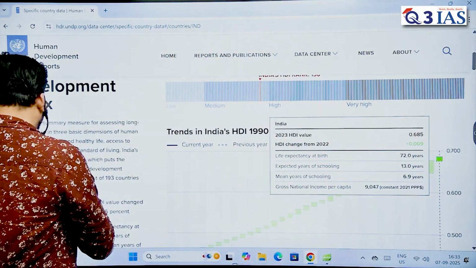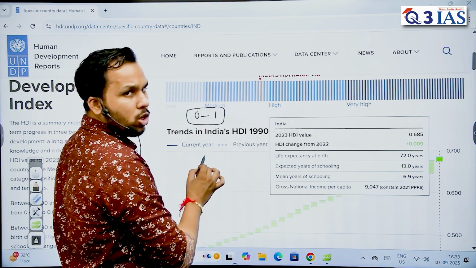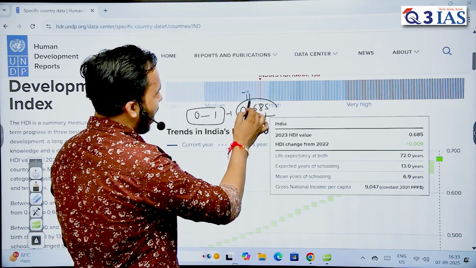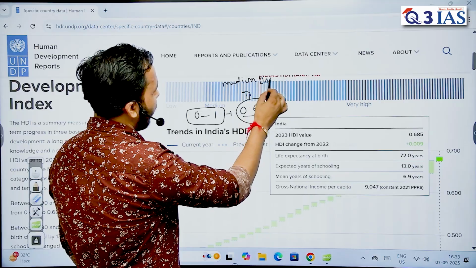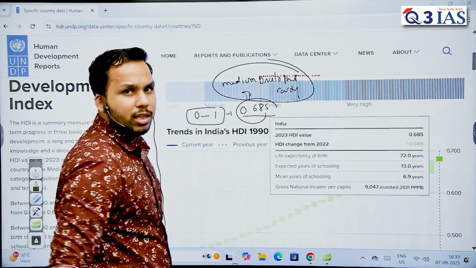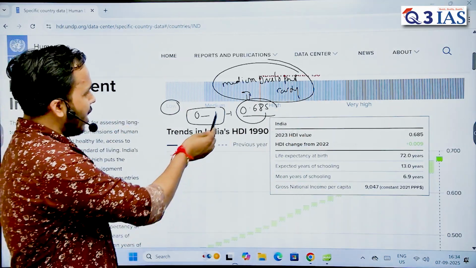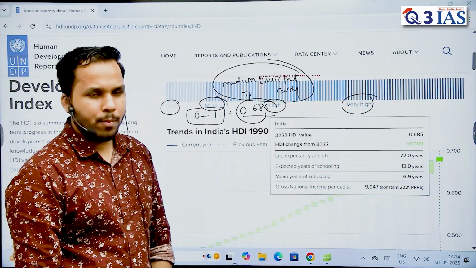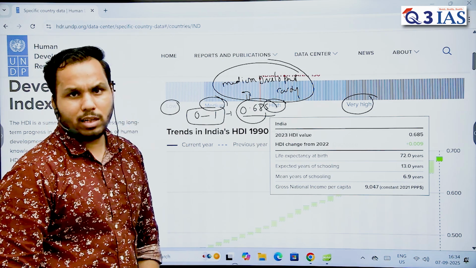India's score is 0.685. Earlier I told you HDI value ranges between 0 to 1. So currently India's score is 0.685. India is ranked as a medium development country. And there are 4 classifications. First is low, second is medium, third is high, and the fourth one is very high. So India is categorized as a medium development country.